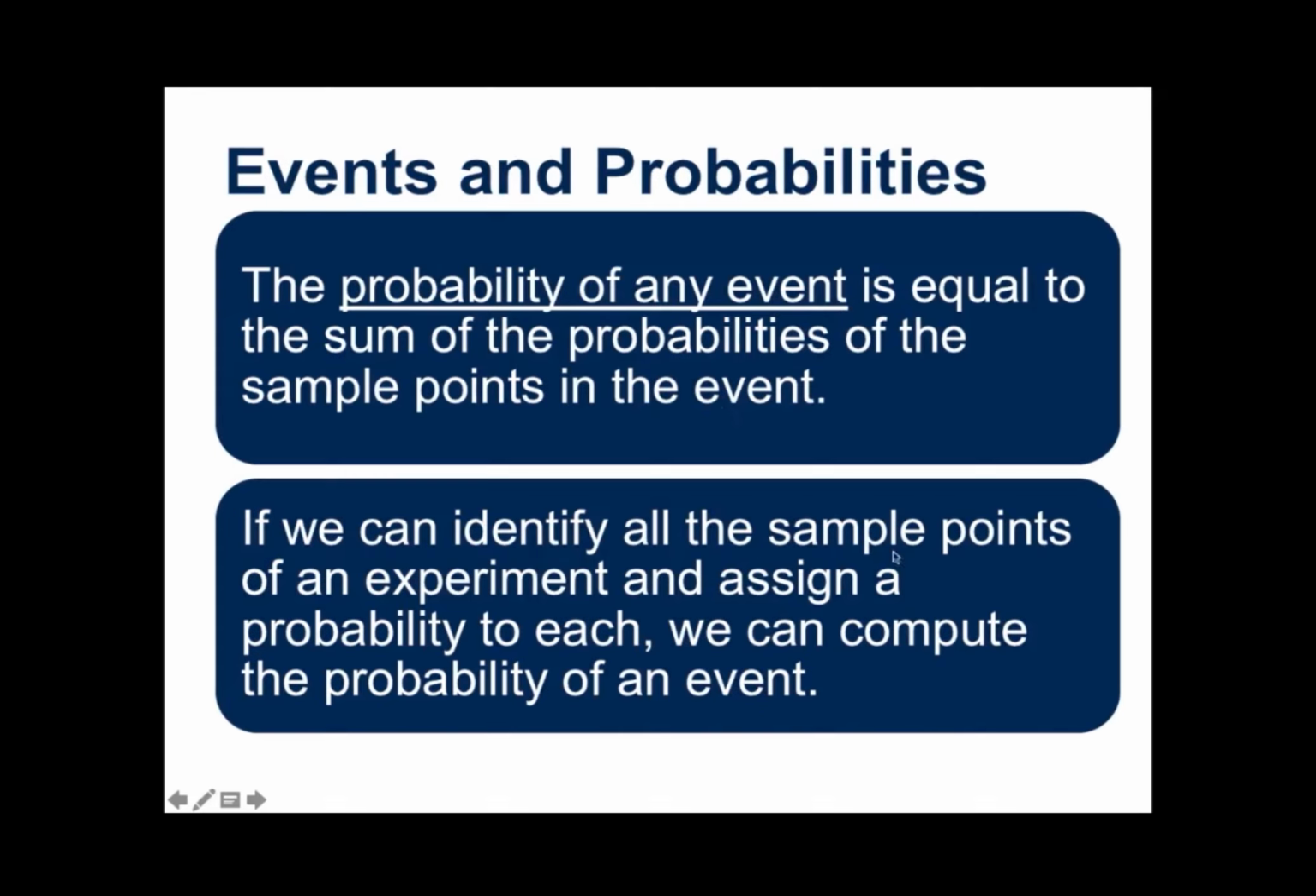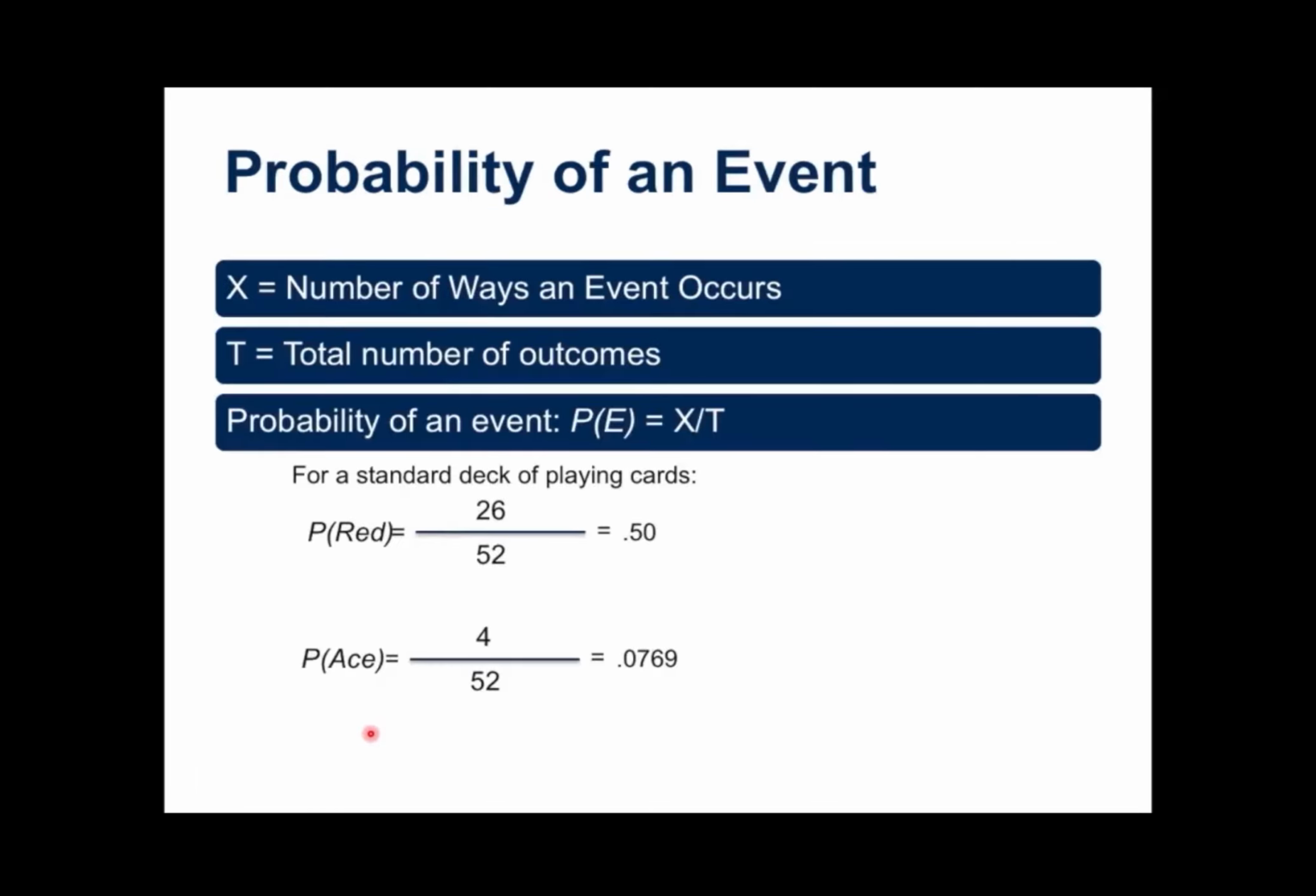We can identify all the sample points of an experiment and assign a probability to each. Then we can compute the probability of that event. So let's take a look at what that might look like. Intuitively, you understand, of course, that the probability of an event is just the number of ways that the event could occur divided by the total number of outcomes. So the probability of an event is going to take this form.